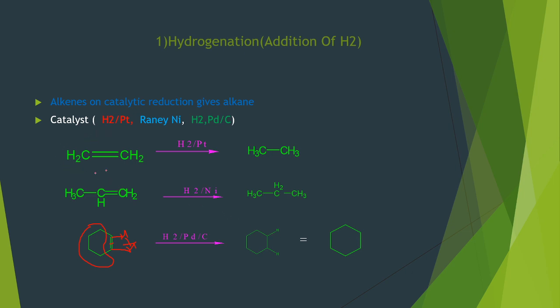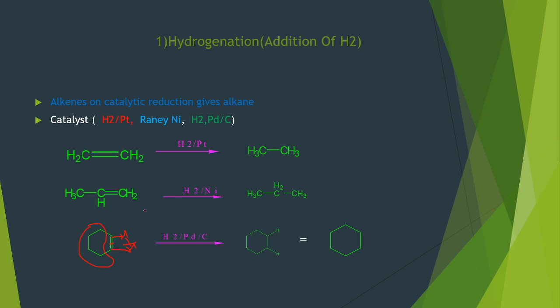For the reduction purpose we can choose only one catalyst among the three reducing agents. Either you can choose H2/Pt, or H2 with Raney nickel, or H2/Pd-C. Yes. Now there are questions like how will you prepare ethane from ethene? The questions are like that in the examination.